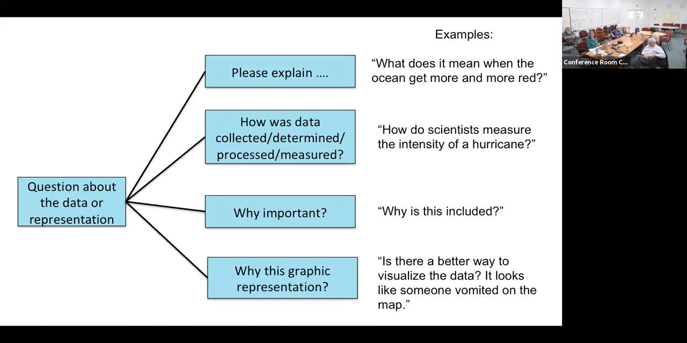If they were of the character of why would anybody care about this, we coded that as why important. If they were of the character of oh my God, does this mean we're all going to die? Or what does this mean for whales? Or what does this mean? We characterize them as being about the Earth. And so there was a category related to that in the Earth.